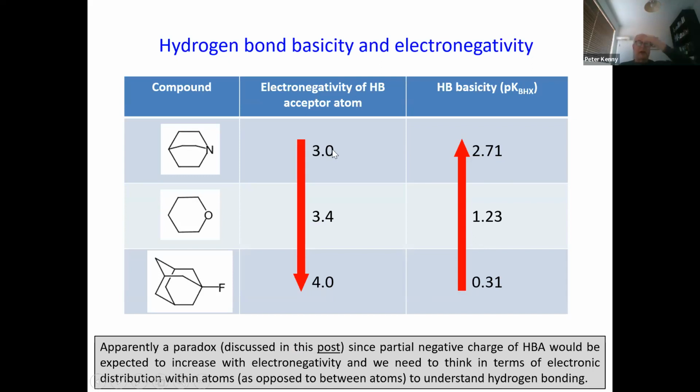Now, one of the things you think is, well, if the element is very electronegative, it'll have a large partial negative charge, so it should be a stronger hydrogen bond acceptor. But actually, this is a measure of hydrogen bond basicity, so this is how good the hydrogen bond acceptor is, and this is a measure of electronegativity. And you can see it goes in completely the opposite direction to what you expect. Fluorine, for all it has a larger delta minus partial negative charge, is actually a very weak hydrogen bond acceptor.